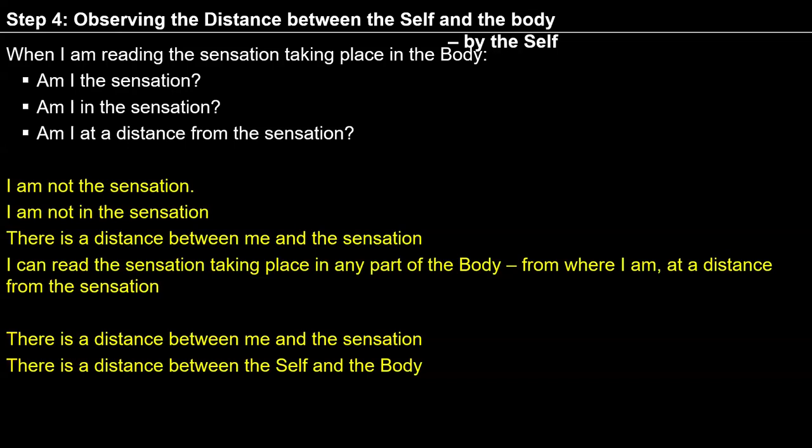I am consciousness with the potential to read my sensation. I am not bound to read my sensation of the body. I am with choices to read my sensation. So this step four is a very important step. And with this step four, we will know that I am separate from the body. I am not the body. I am consciousness with many choices. So this is all about step 1 to 4.